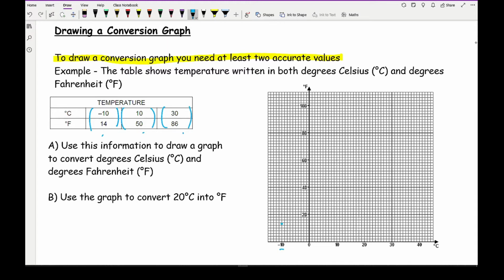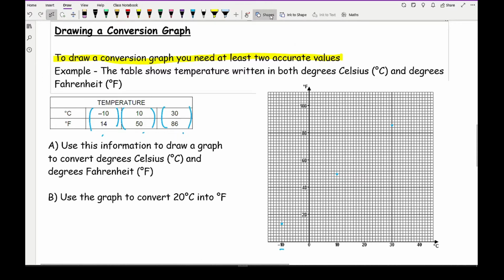Then for the second one, I've got 10, 50. So I'm going to go across to 10 and then go up to 50, which is going to be there. And then the final one, which is 30, 86, is going to be about here. Now, if you've plotted these correctly, it should be a straight line, which, looking at the points I've plotted, is just that.